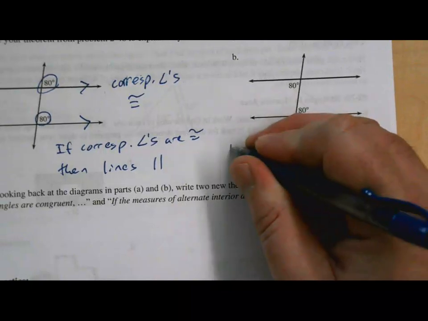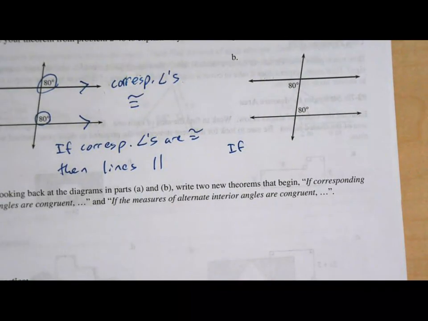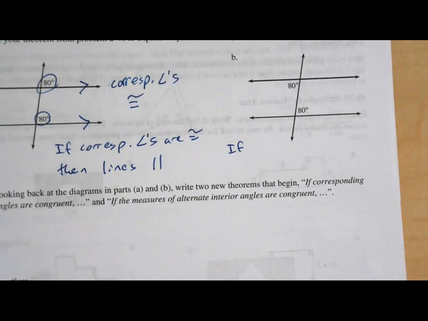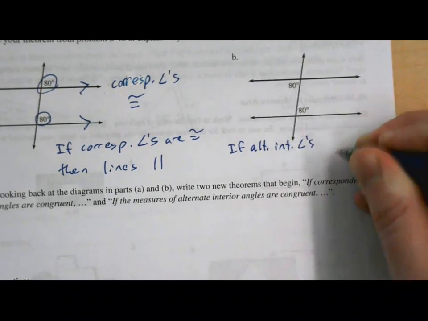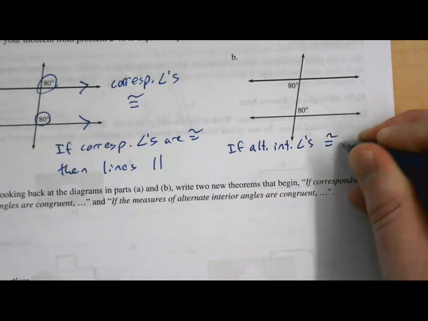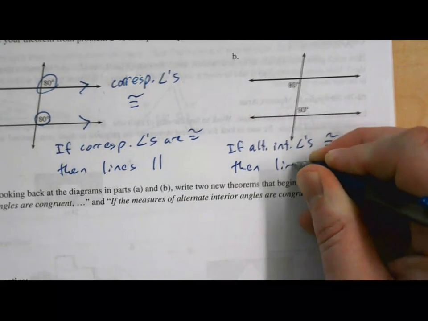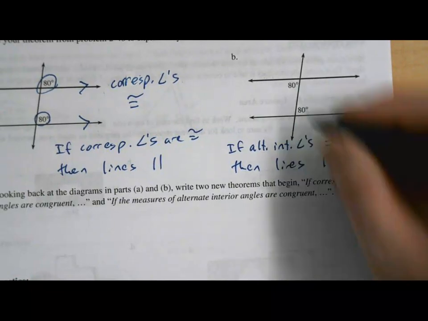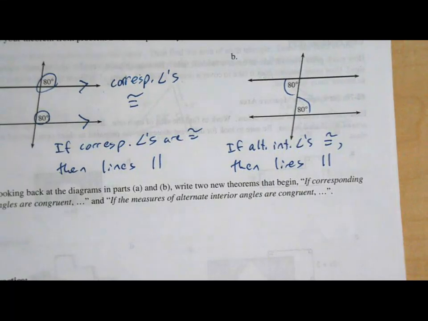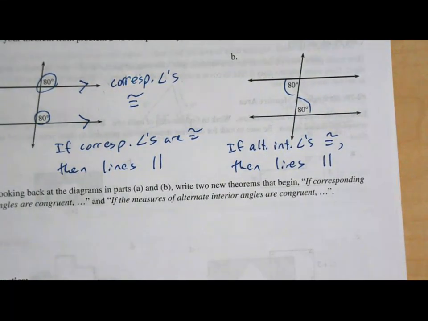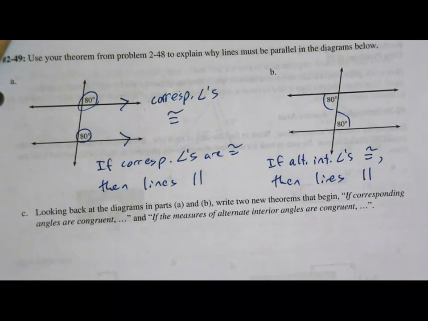All right, here's our last one. If. What are we looking at here? Nice. Alternate interior angles. If alternate interior angles are congruent, then the lines are parallel. Wonderful. And these are alternate interior angles because they're between the lines on opposite sides. Okay. Looking back at the diagrams in A and B, write two new theorems. We just did that. I think we're done with problem 49. Any questions there?